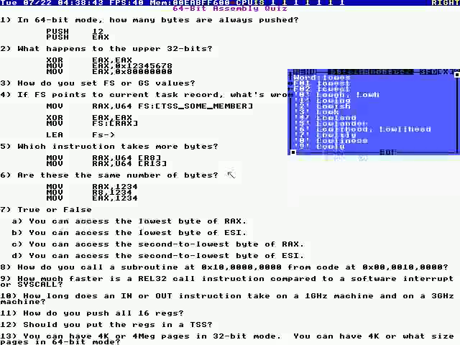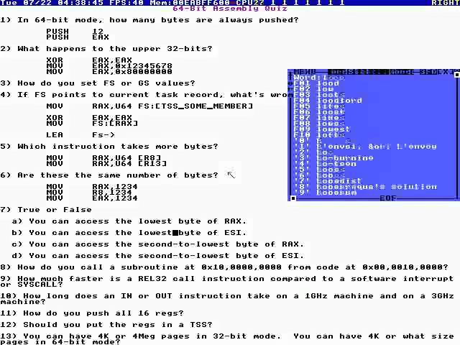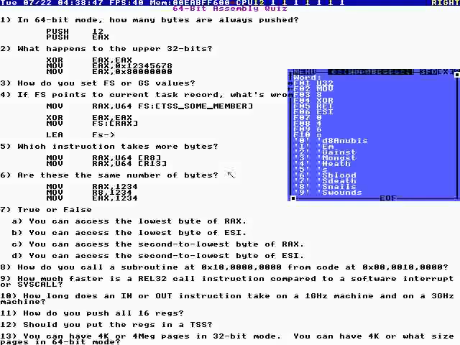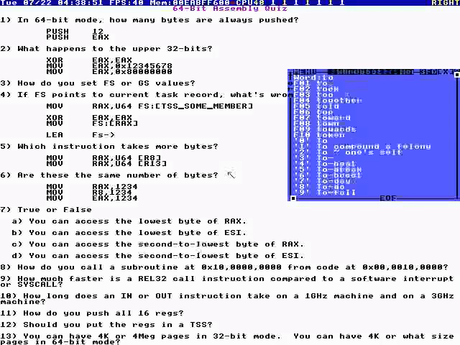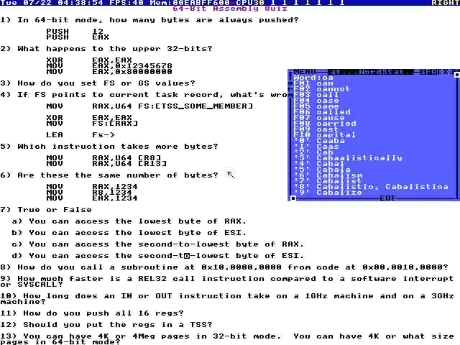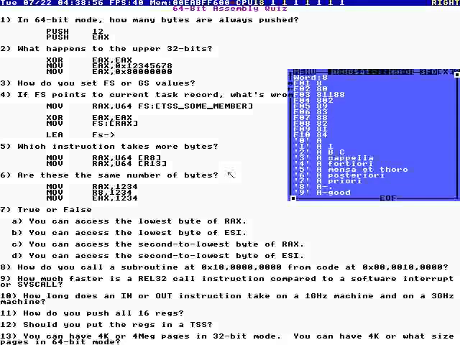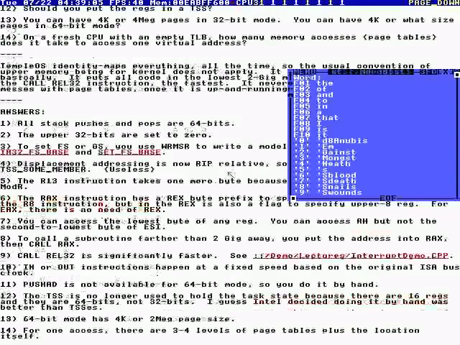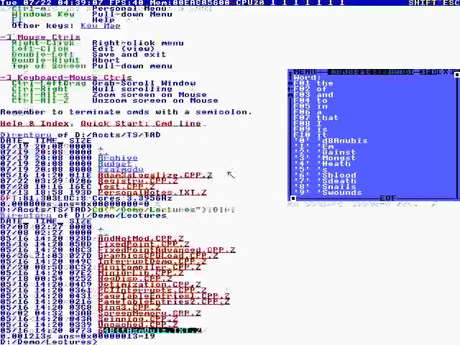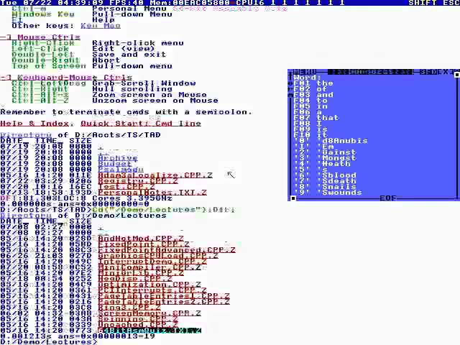You can access the lowest byte of RAX, yes. You can access the lowest byte of ESI, yes. There's an instruction for that. You can access second lowest of RAX, yes. You can access second lowest of ESI, no. Anyway, how do you call a subroutine at 10,000? Well, anyway, you can go ahead and read through these. It's on the distribution in the lectures directory.